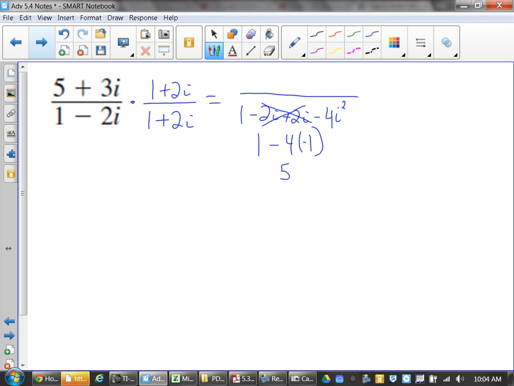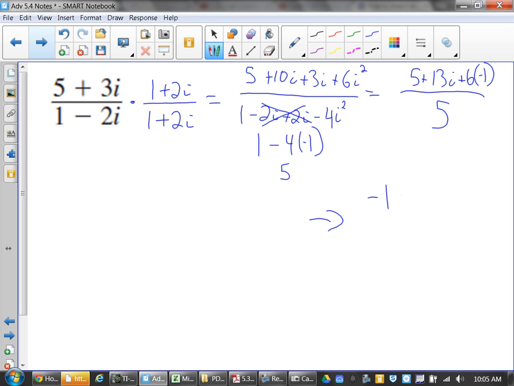The numerator, still, it's okay to have an imaginary number within your numerator. Perfectly legitimate. You FOIL that out, you get 5 plus 10i plus 3i plus 6i squared. When you combine your like terms, you get 13i in the middle. I have a 5 plus 6i squared, which is the same thing as saying 6 times negative 1. So our final answer then, 5 plus negative 6 is negative 1 plus 13i all over 5.